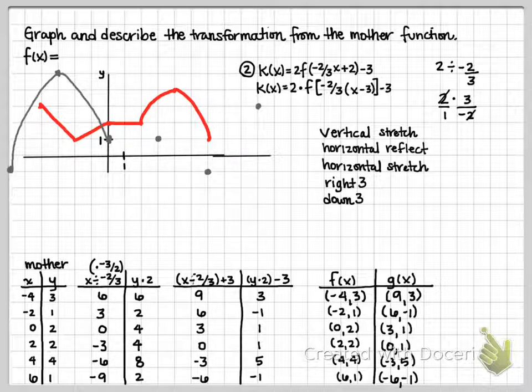I still have my straight line segment in the middle, and then that V on the left is now going to be a V on the right. So let's go ahead and key this K of X as the gray one. And that's our second transformation.